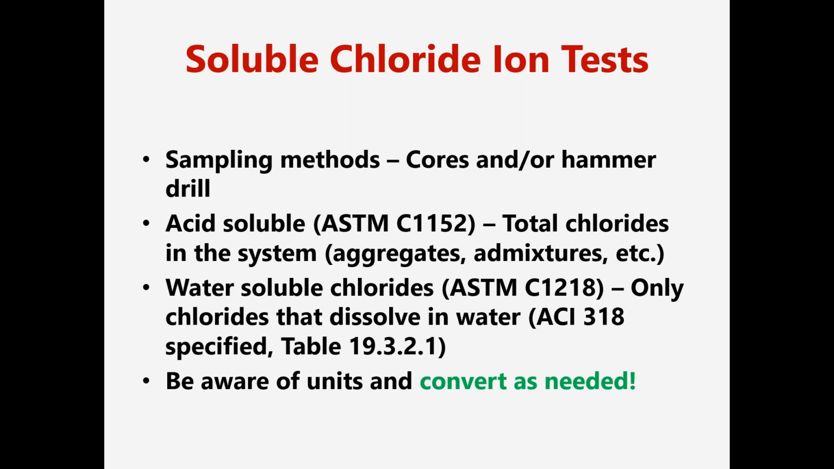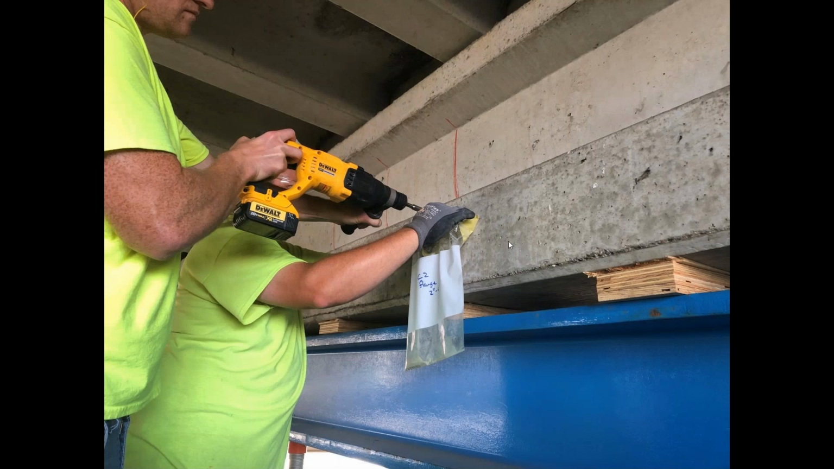It's those water soluble chlorides that are most commonly going to contribute to the corrosion. I do want to mention, you want to be aware of the units when chloride values are reported. You might need to convert them. Most of the time, testing labs will report chloride values by mass of concrete. ACI 318 lists it by mass of cement. I'll talk about that a little bit more in a minute.